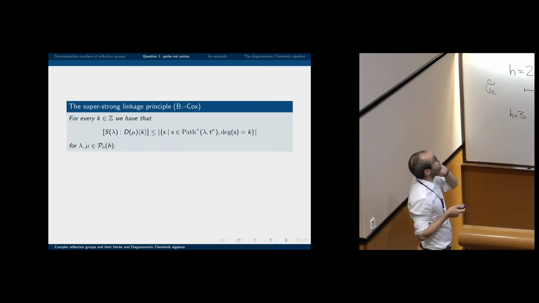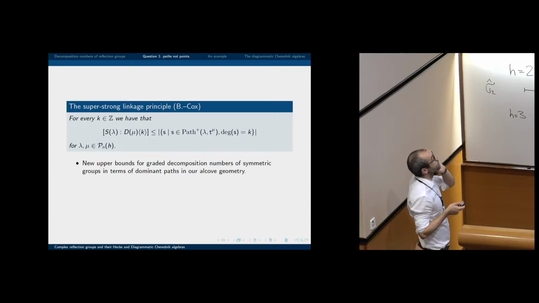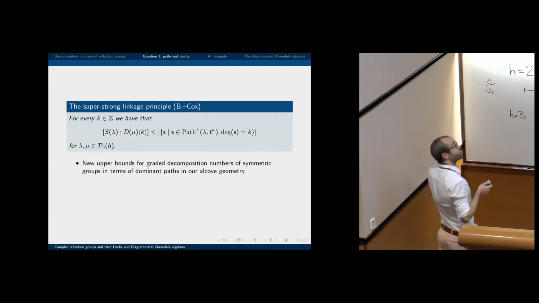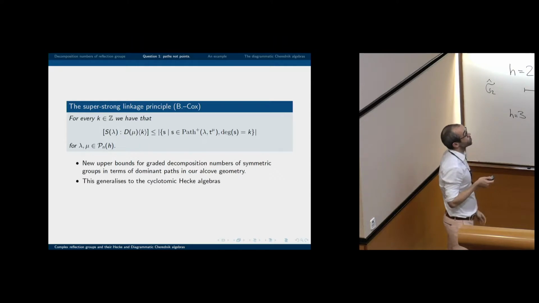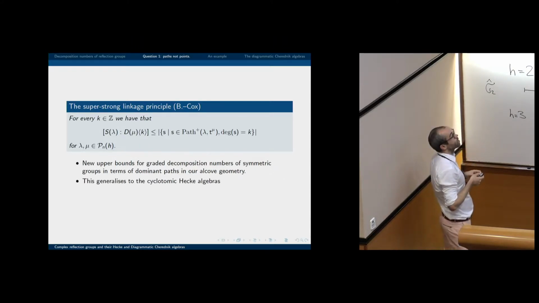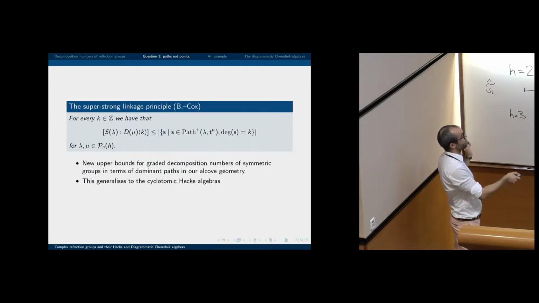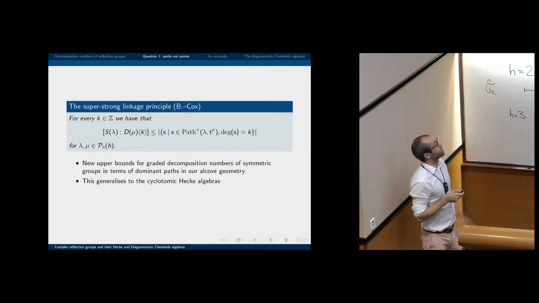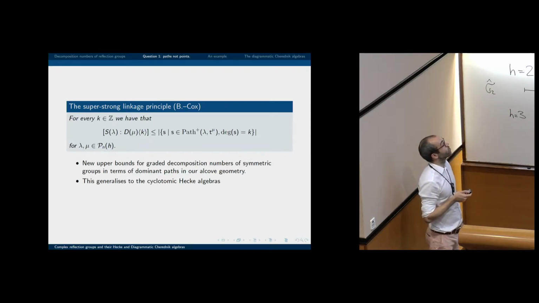So that's all good. So there's a new upper bound for graded decomposition numbers of symmetric groups in terms of the dominant paths in our geometry. And what's nice is not only is this a nice result for the symmetric groups, but it's also going to generalize to all these cyclotomic Hecke algebras. But I just thought I'd state it in a place where we felt familiar to start with.